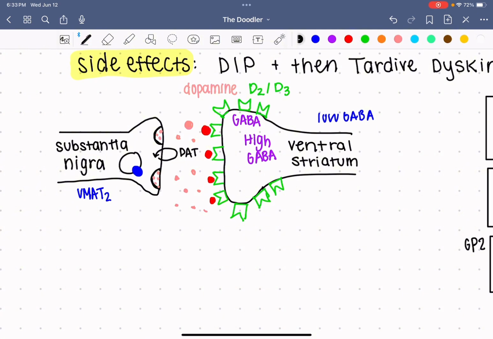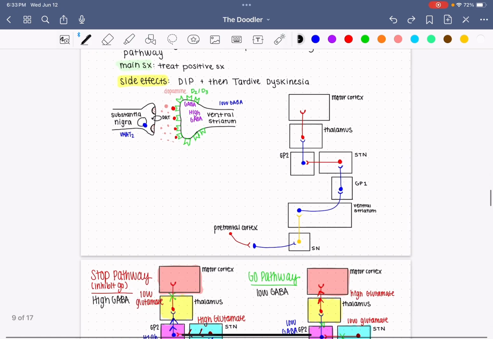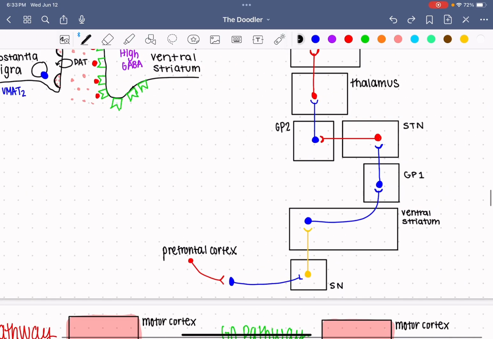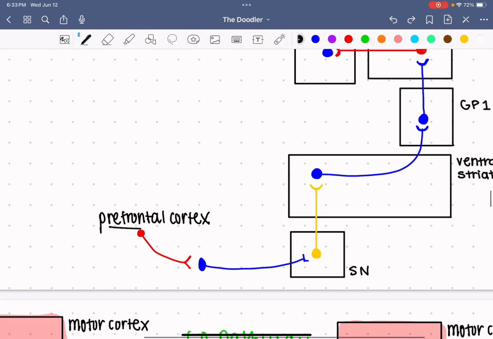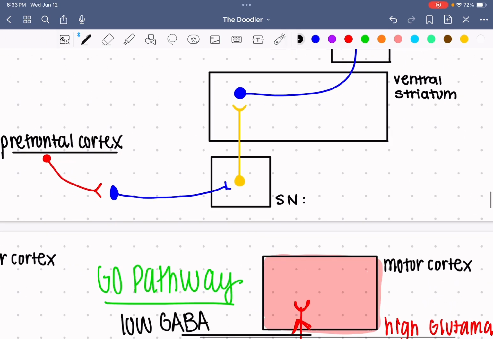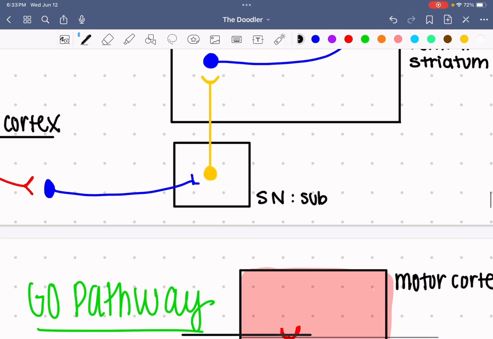So initially, when you have just this blockade here, we're going to have to go over here to understand how this works. So this looks really complicated and confusing, and honestly, it kind of is, but we're going to get through this. So here's the prefrontal cortex. The red is the glutamate, and the blue is the GABA. So it talks to the substantia nigra, that's the SN right here, through a GABA. So here's substantia nigra.